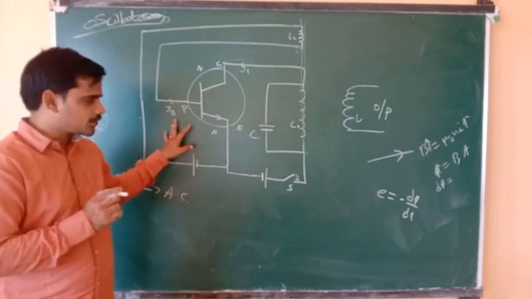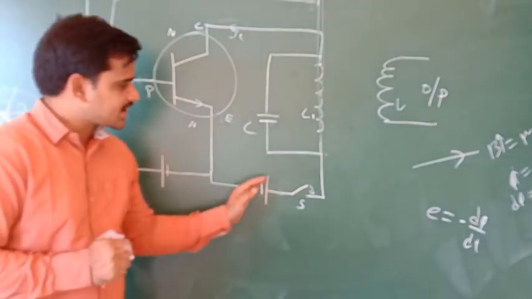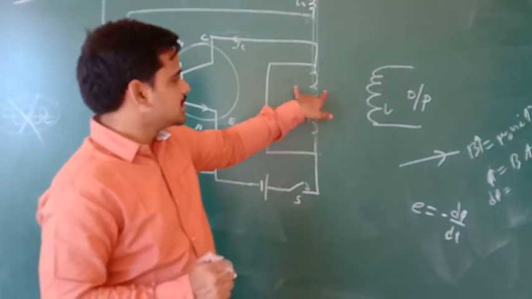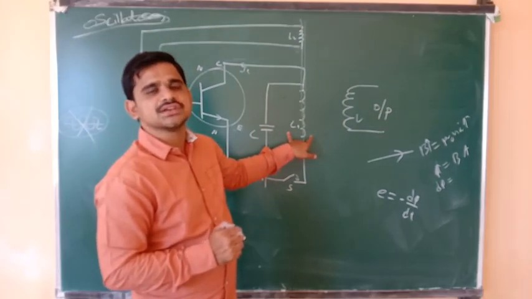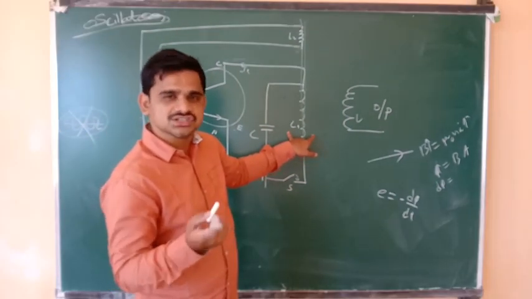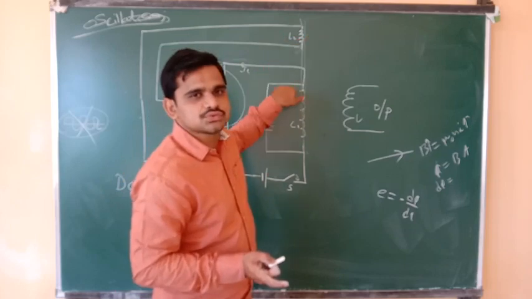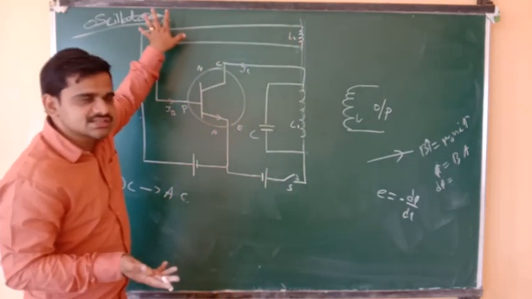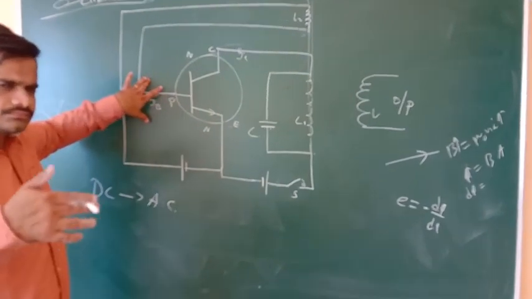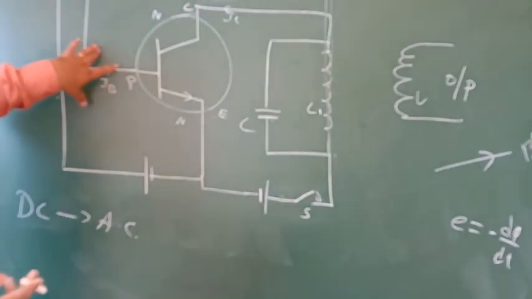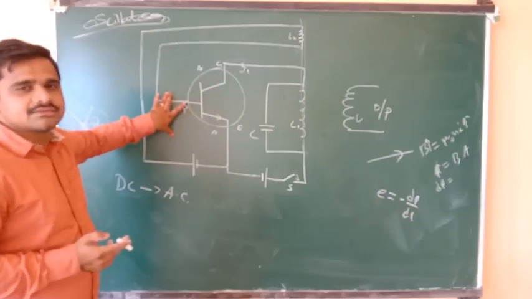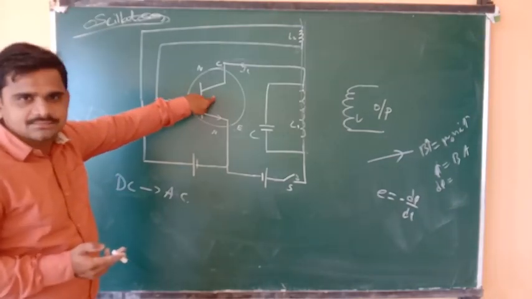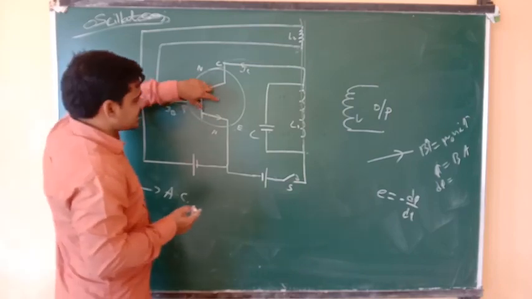I'll tell you one more time. When the switch is closed, the current increases. The current through this coil is changing, which means the field is changing, which means the flux changes. These two coils are mutually connected, so because of the mutual inductance, there will be an EMF induced in the input.